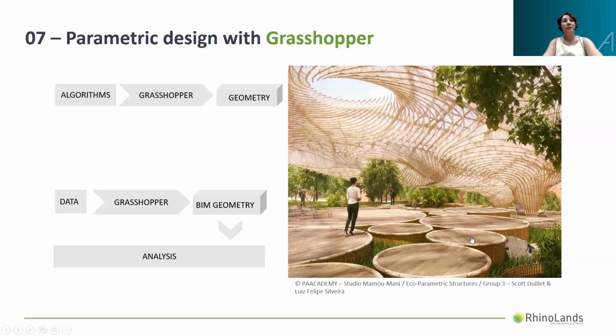The big feature here is the parametric design possibility using Grasshopper. We apply parametric design to generate algorithms and use them to generate a geometry, or by applying Grasshopper, we connect data to a BIM geometry and do different types of analysis. We will see examples in the next slides.